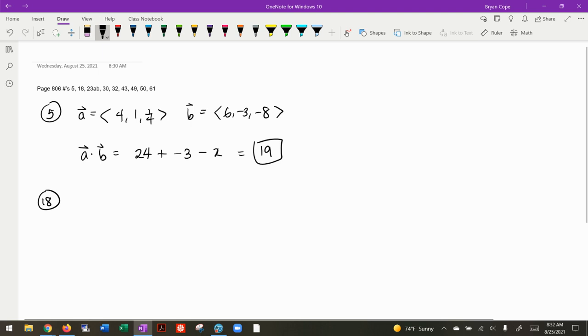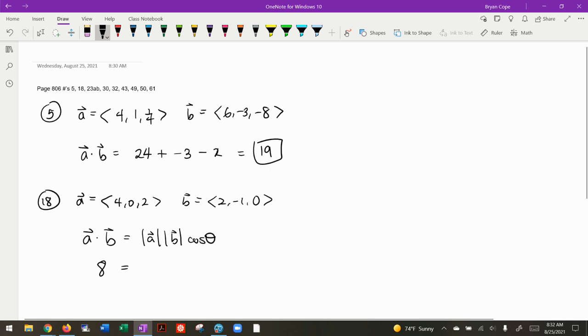18 is asking us to find the angle between two vectors. A is the vector 4, 0, 2, and B is the vector 2, -1, 0. So we're going to use A dot B equals magnitude A, magnitude B, cosine theta. We'll solve for theta. So A dot B, let's compute that quickly. 8, 0, 0. So, okay, 8. Magnitude of A is going to be root 16 plus 4, so root 20. And magnitude B is going to be root 4 plus 1, or root 5. And that's then times cosine of theta.